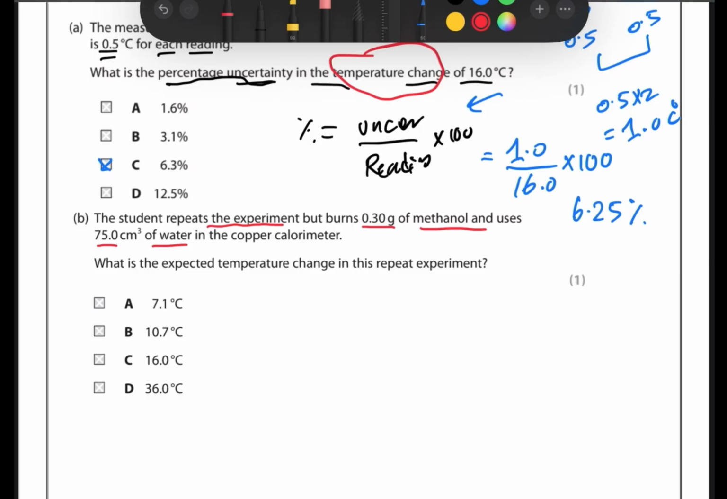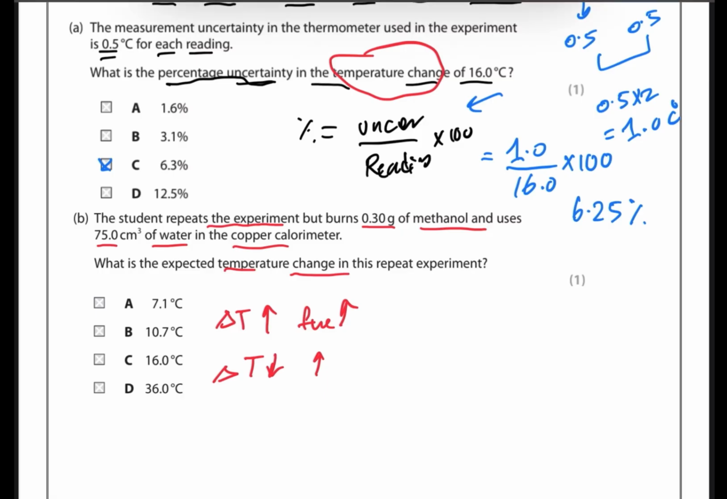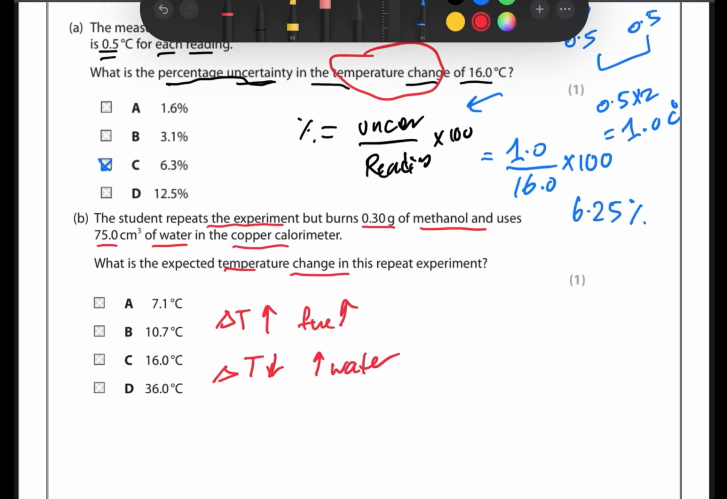B says, the student repeats the experiment but burns 0.3 grams of methanol and uses 75 cubic centimeter of water and the copper calorimeter. What is the expected temperature change in this experiment? You have to keep in mind that the delta T increases with increasing the fuel, and delta T decreases with increasing the water. So in this experiment, the fuel is increased. It was 0.2 grams and now it becomes 0.3 grams. So we're supposed to have delta T to increase.